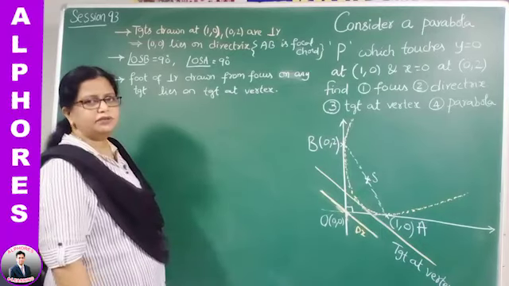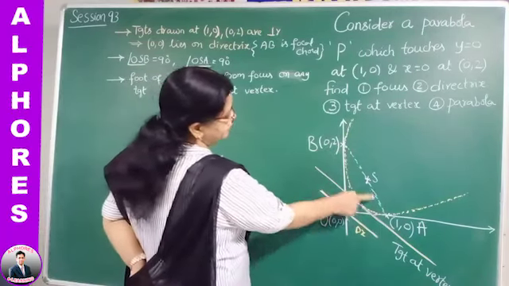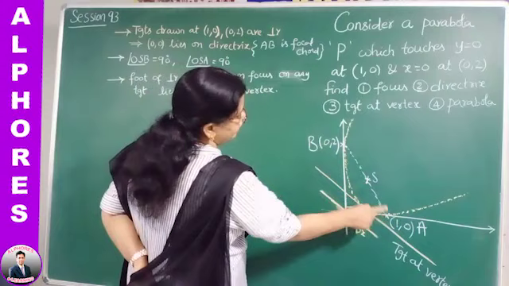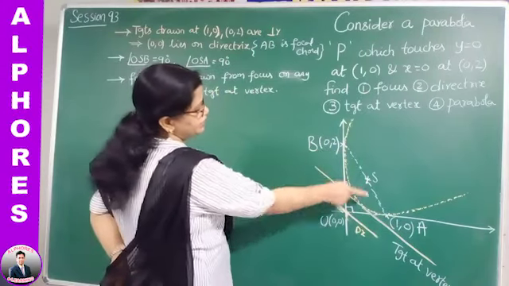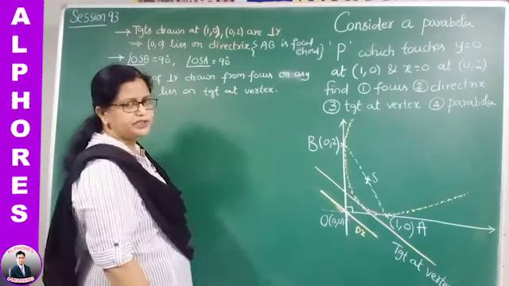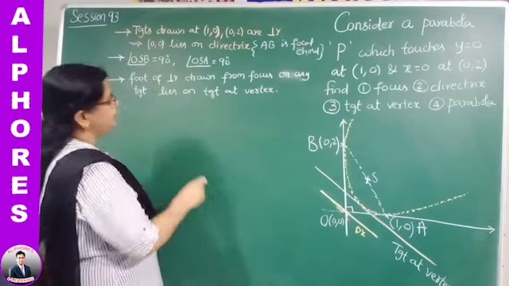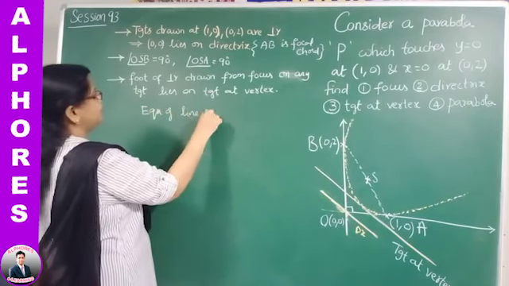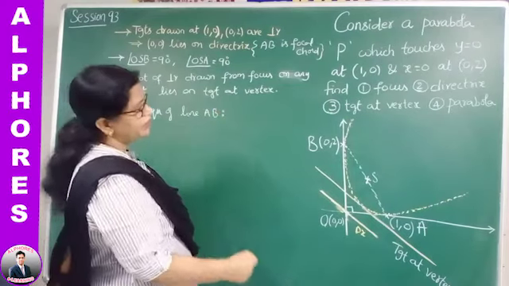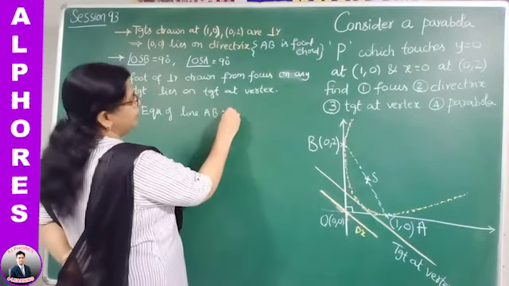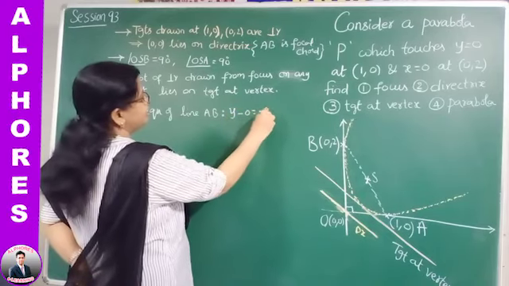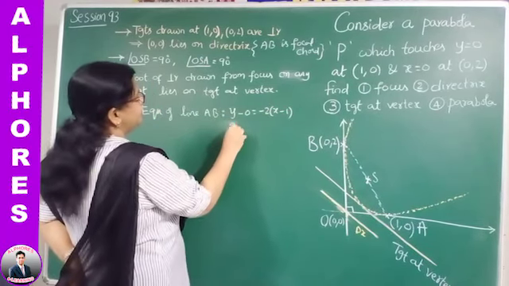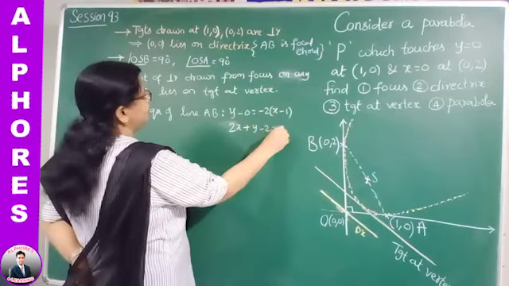And once it is passing through the focus, what is the slope of this line AB? Okay, so what is the slope of line AB? (2 minus 0) divided by (0 minus 1). So the slope of line AB is nothing but, students, how much? Minus 2. Okay, then I want to find the equation of line AB. So what is the equation of line AB? Okay, the equation of line AB, if at all you want to find, is nothing but y minus 0 = minus 2 into (x minus 1). Therefore y plus 2x, or it is 2x plus y minus 2 equal to how much? 0.